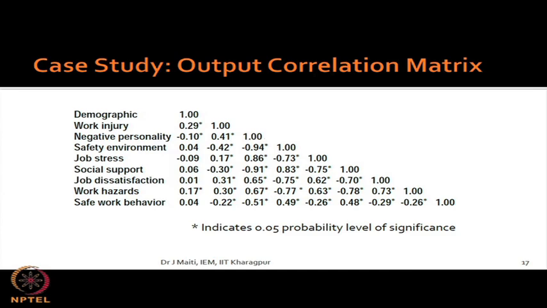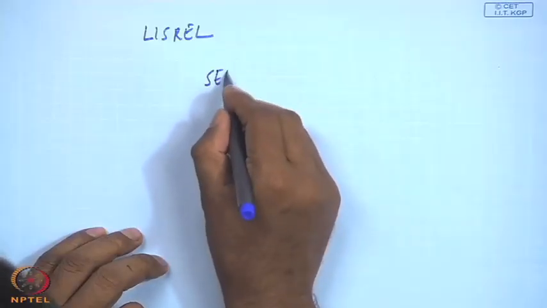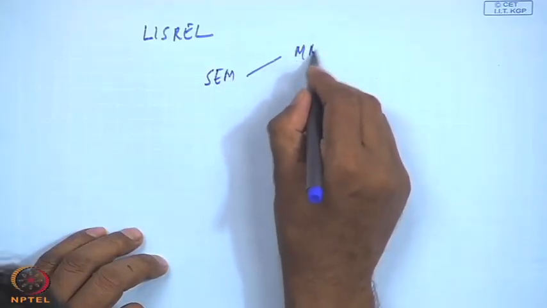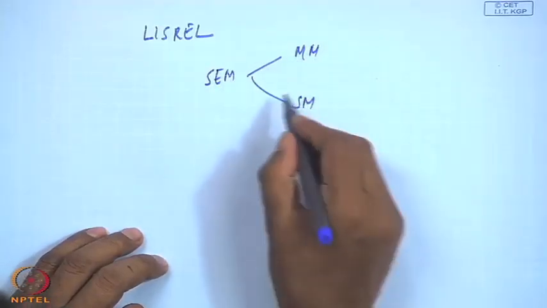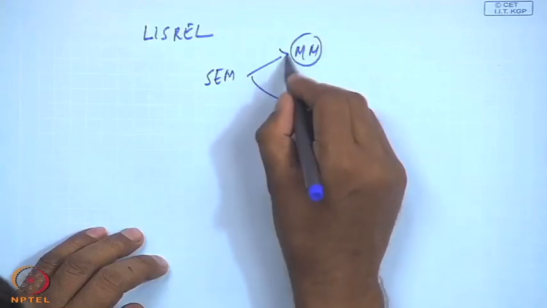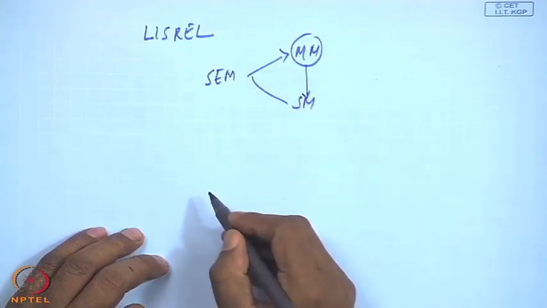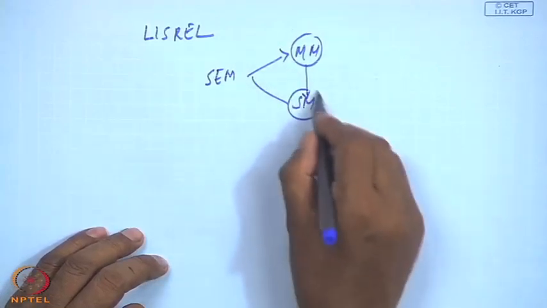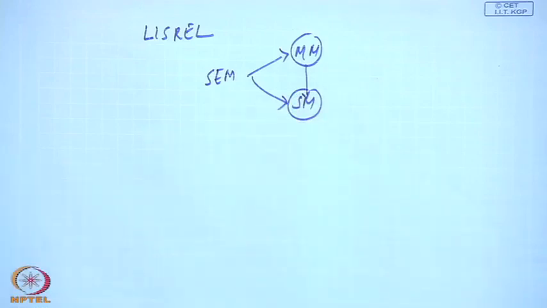This is a very important one, because this will be used in the structural model as input to the structural model in structural equation modeling. I told you that SEM has two parts, measurement model and structural model. The output of this will be input to this.